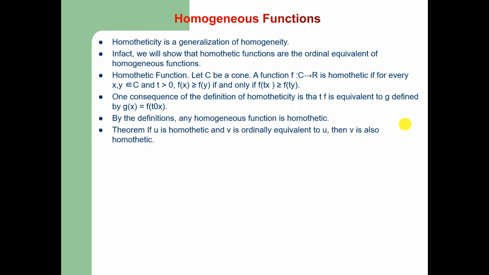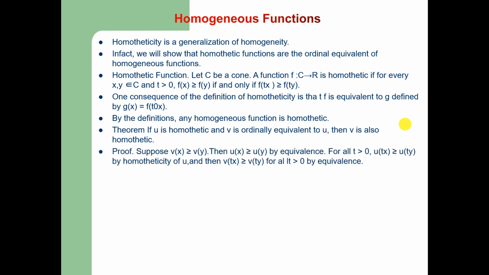Here is a theorem. If a function u is homothetic and v is ordinally equivalent to u, then v is also homothetic. And here is the proof. Suppose v of x is at least as good as v of y, then utility of x is at least as good as utility of y by equivalence. For all t greater than 0, u of tx is greater than or equal to u of ty by homotheticity of u, and then v of tx is greater than or equal to v of ty for all t greater than 0 by equivalence.